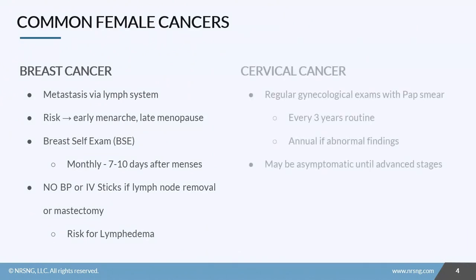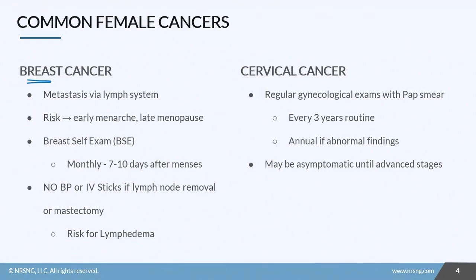Now, we just want to review some key points of common cancers found in females and males. Now, a key point here is that men can also get breast cancer. They still have breast tissue, they just have less of it. So keep that in mind. Do not isolate breast cancer to only females, although that is where it is more common.